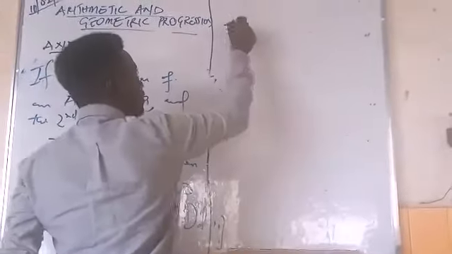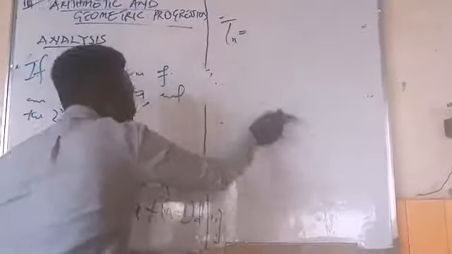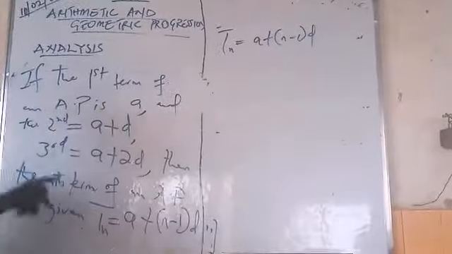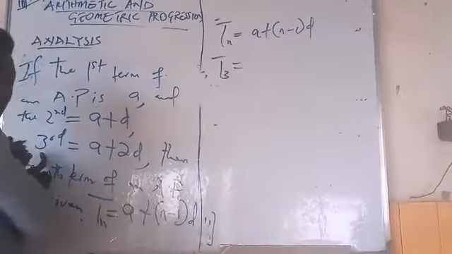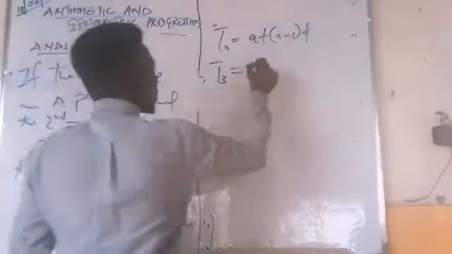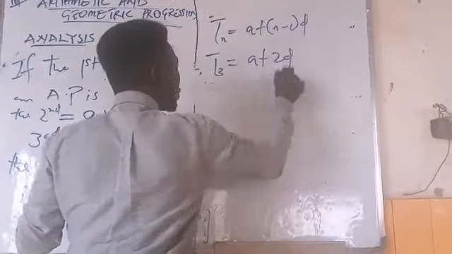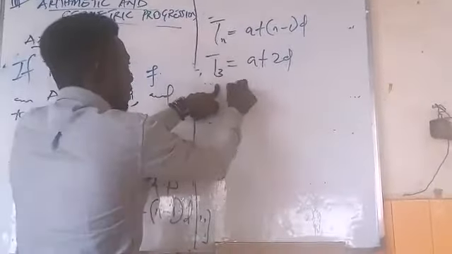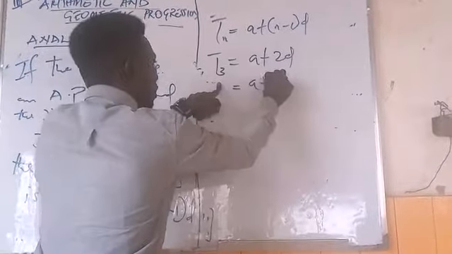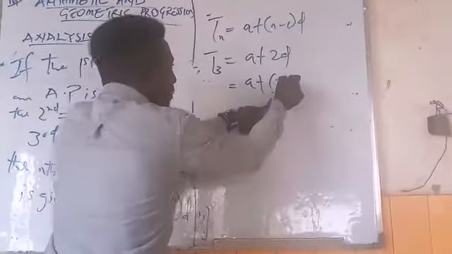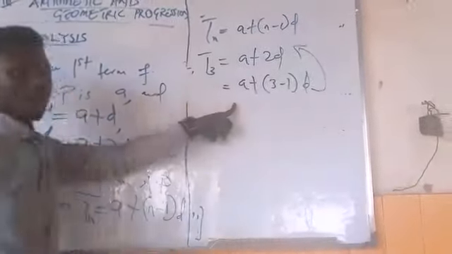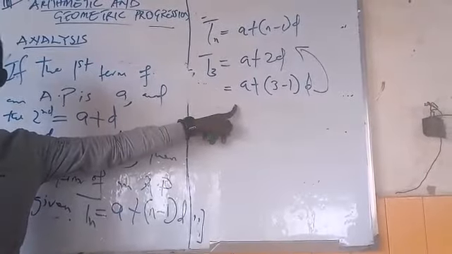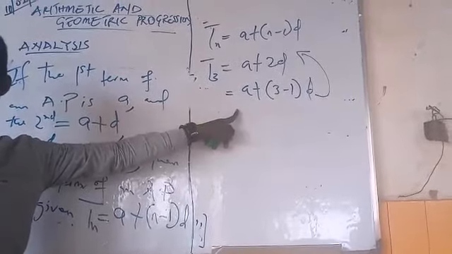Look at it. You have Tn. What does this stand for? It means the third term. The third term T3 equals A plus 2D. How? Because my n has changed to 3 minus 1, then D. So that's why I have this back. So do we understand now?